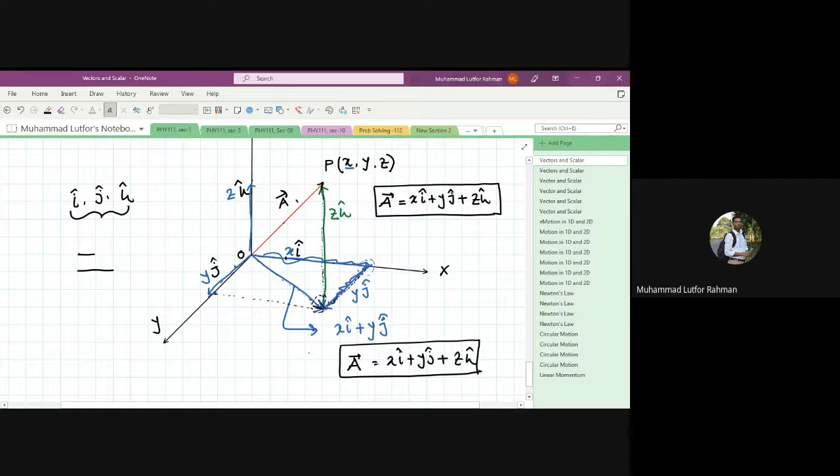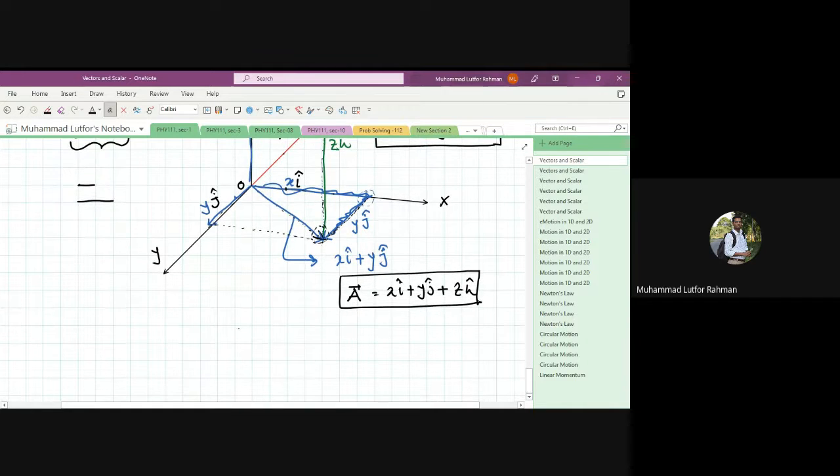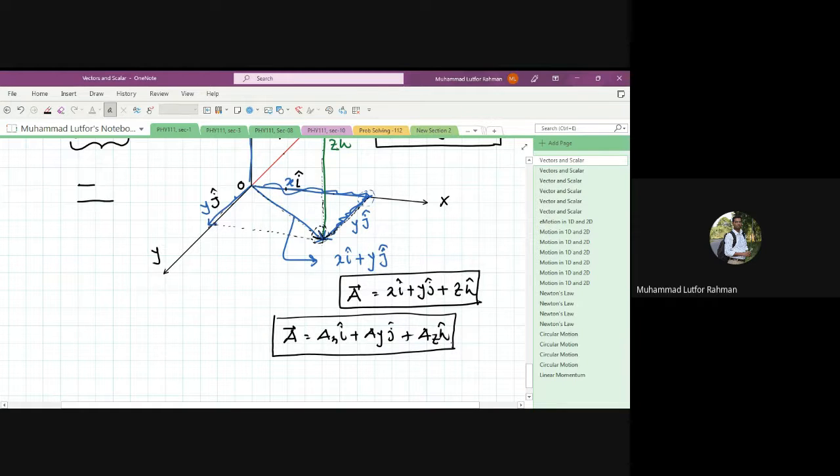Now, sometimes we also represent the vector in another way, which is also familiar to us. I'll come to that point, which is a x i hat plus a y j hat and a z k hat, right? Do you see this one? Sometimes they also express the vector in that way. Now what are ax, ay, and az? Those are the components or projections of vector A along the x direction, y direction, and z direction. I'll come to that point.